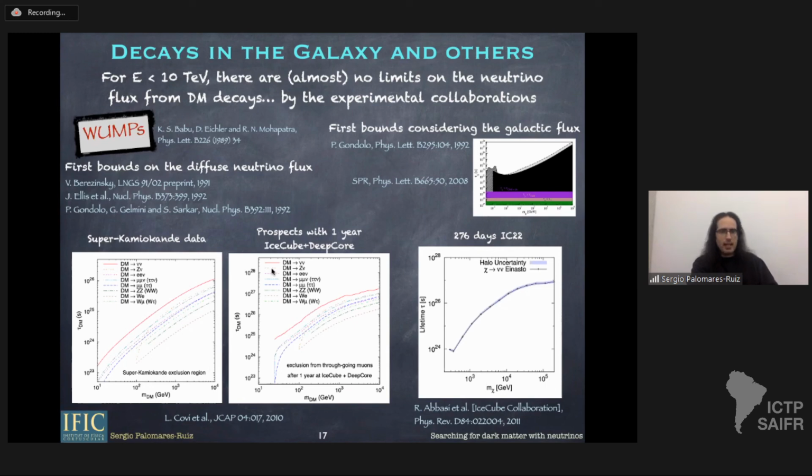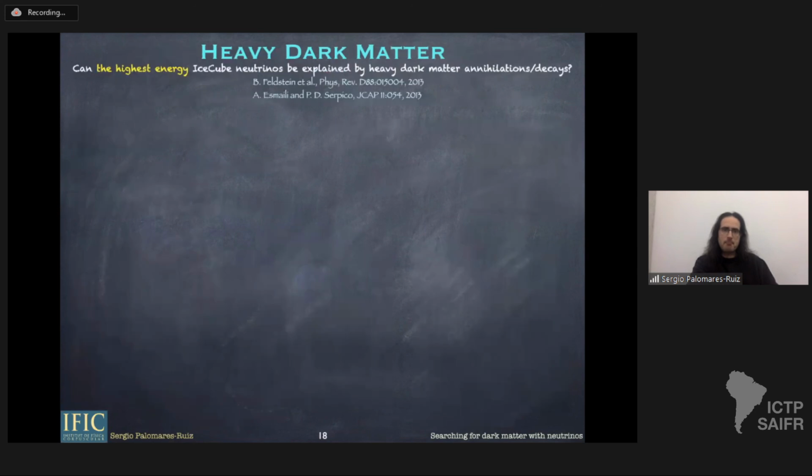using Super-K data and prospects for IceCube data on the dark matter lifetime, with typical lifetime limits going to 10^25, 10^26 seconds for different masses. And as I said, there is only one analysis that I know from an experimental collaboration, which is using IC22, so a fourth of IceCube, but not even 1 year of data. So I think it's also time for the experimental collaborations to update the limits from decays.